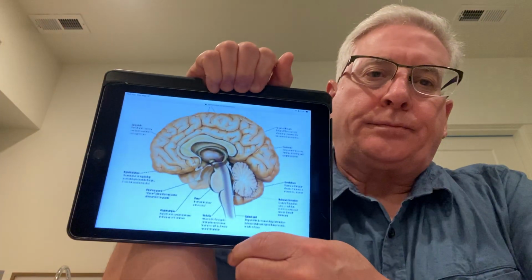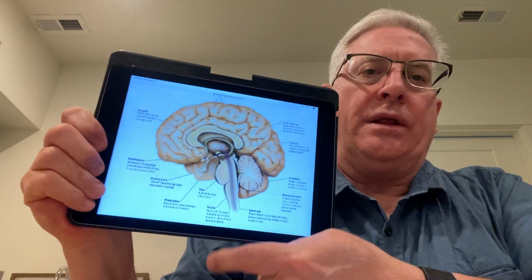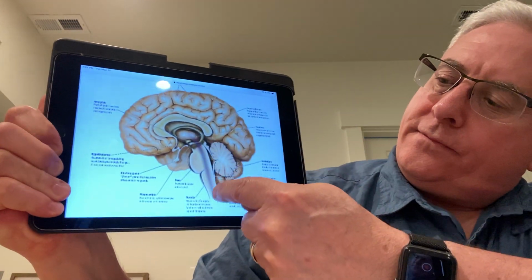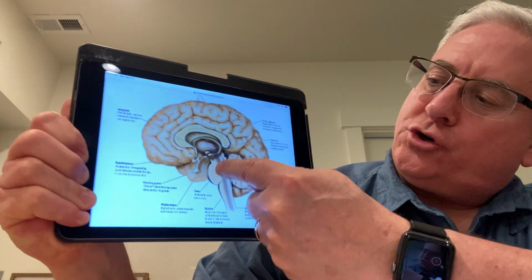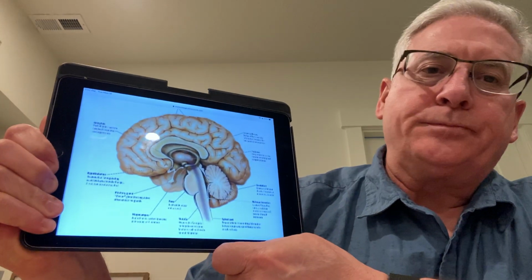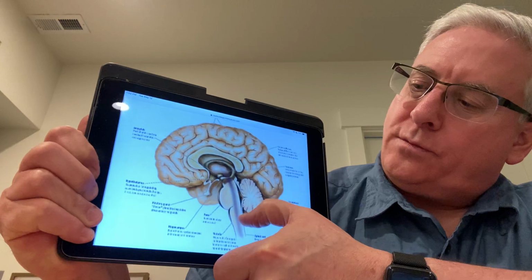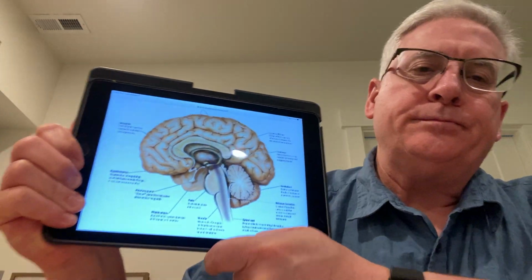So, let's start with the brainstem. Here's the brainstem right here. There are three major structures in the brainstem. There is the medulla, the reticular formation, and the pons. Okay?